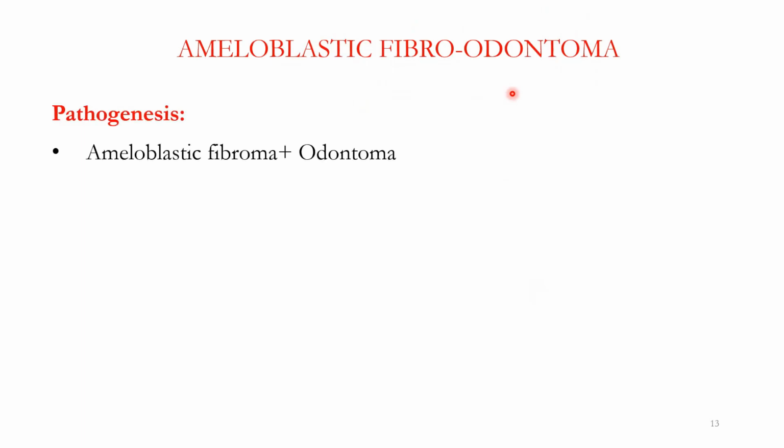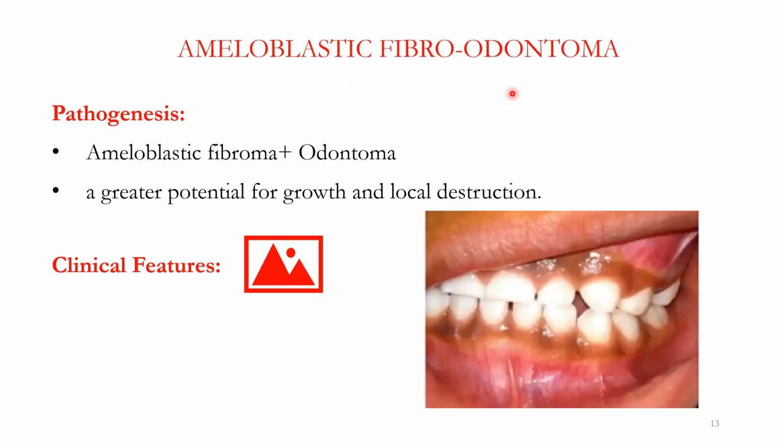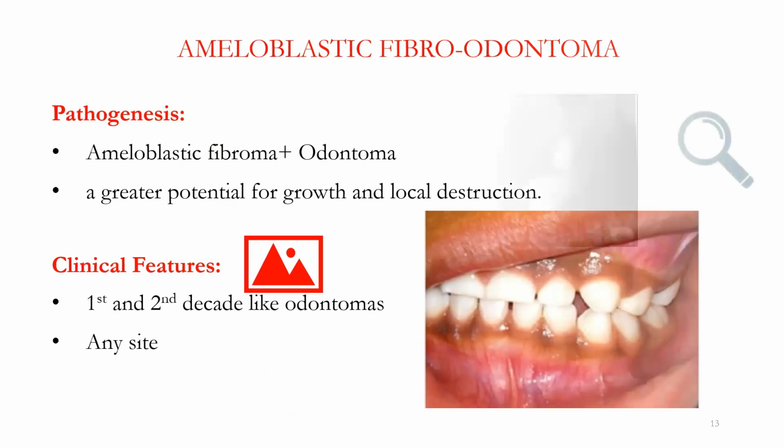So I wanted you to understand what is amyloplastic fibroma and what is odontoma, so that now you can understand what is amyloplastic fibrodontoma. By now you must have guessed that it is a combination of both amyloplastic fibroma as well as odontoma, and it has a greater potential for growth and destruction, and that is the reason why we must know this particular tumor. Clinically, it is seen in the first and second decade like odontoma as well as amyloplastic fibroma for that matter, and it can occur in any site.